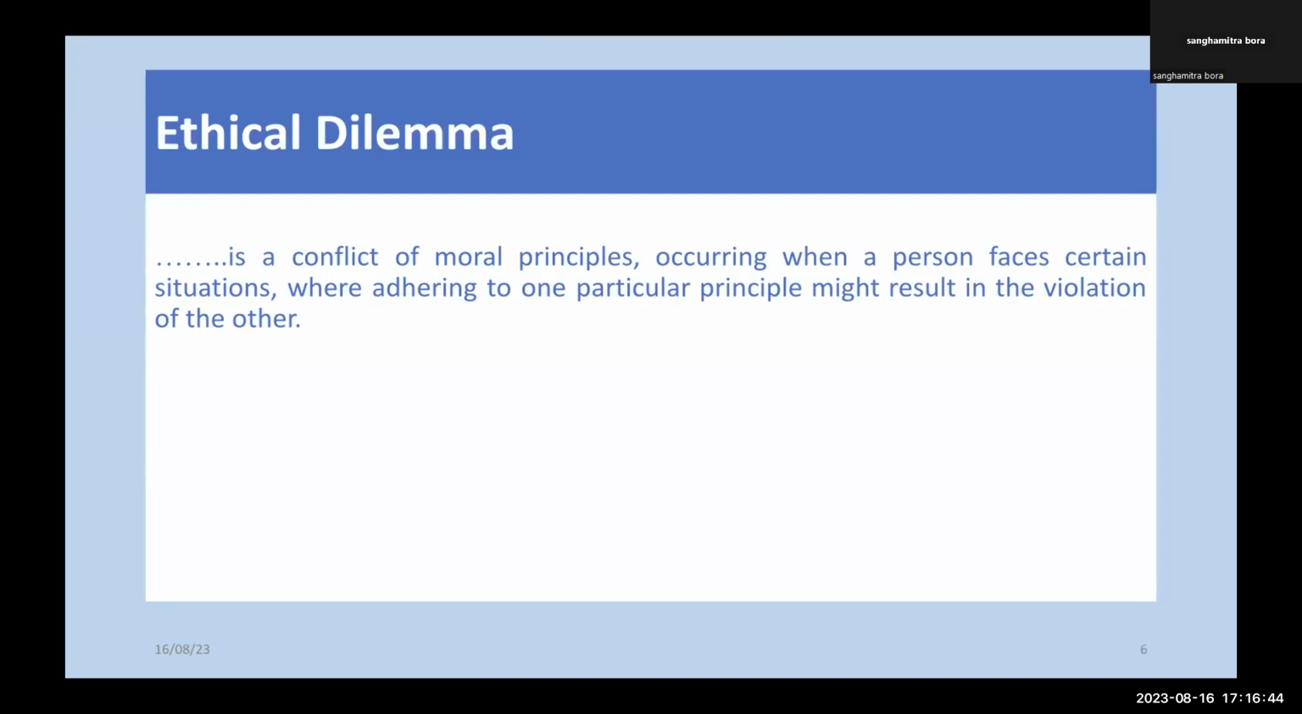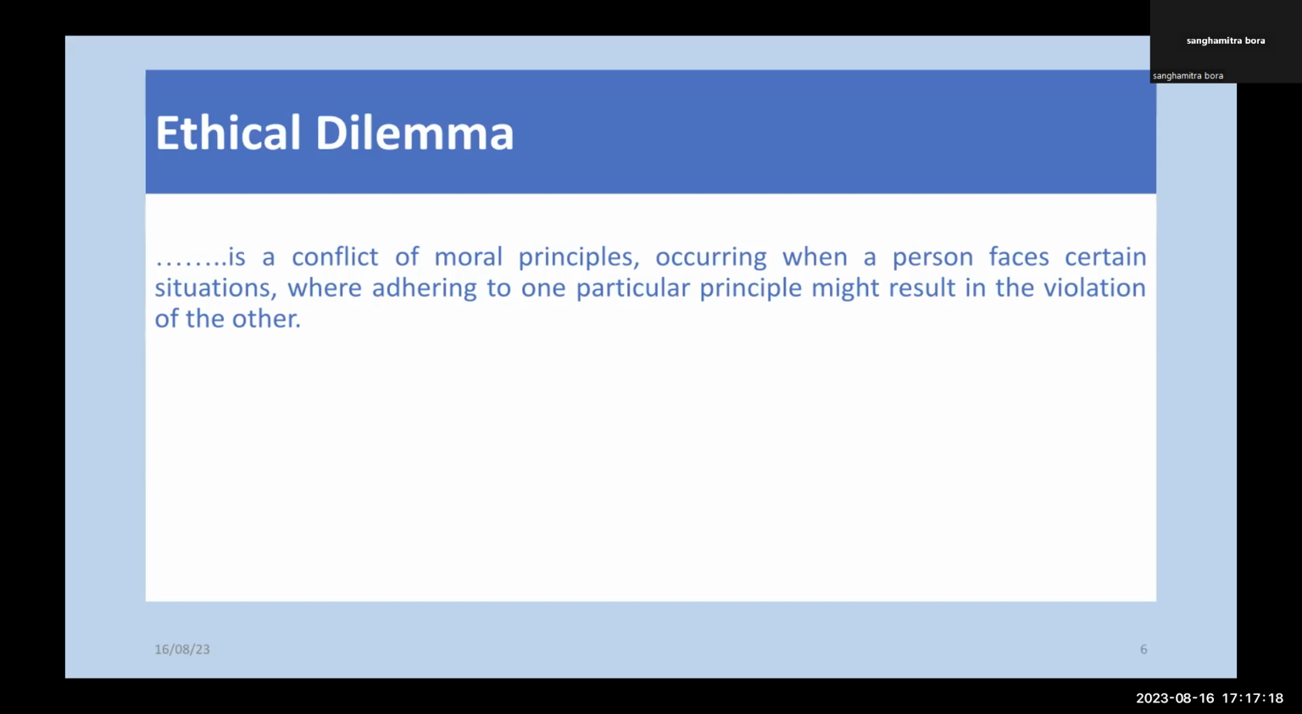It's because of the dilemmas that we face. There is a point in every professional's life where people get confused, or are not able to take decisions on which decision to take, or which path to follow. So that particular situation is known as an ethical dilemma, and basically it is a conflict of moral principles.